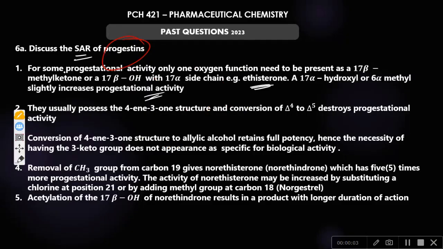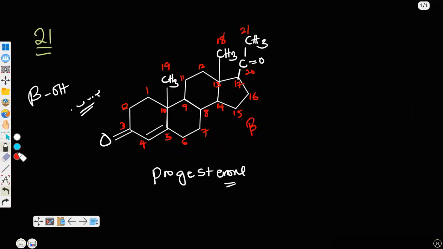Now, alright, so let's look at the structural activity relationship. The first thing you have here, for some progestational activity, only one oxygen function needs to be present as a 17 beta. That means at the 17th position, you only need to have one oxygen functional group. It can either be 17 beta methyl ketone or 17 beta hydroxy with a 17 alpha side chain, e.g. ethisterone.